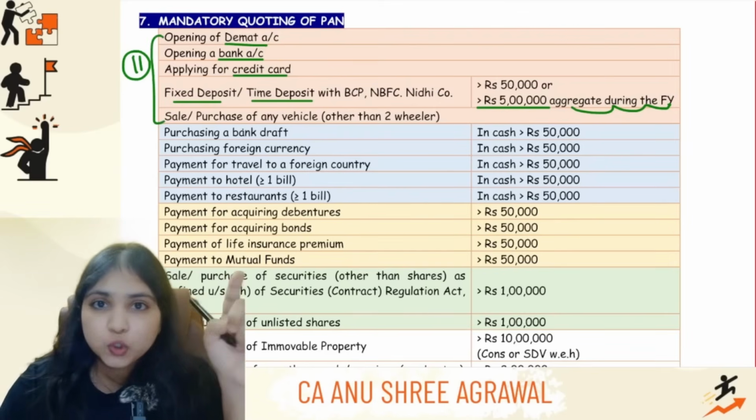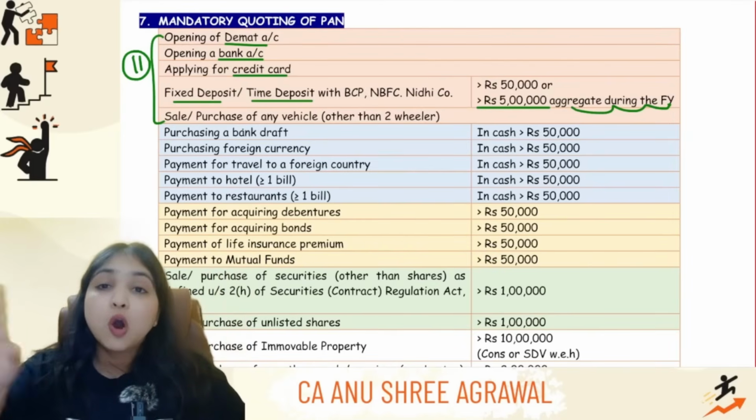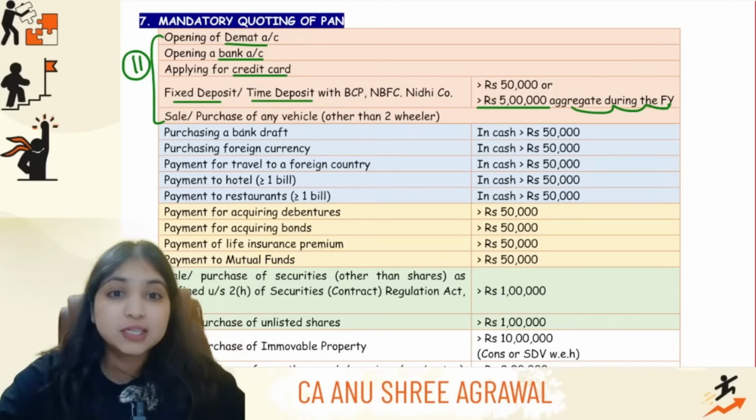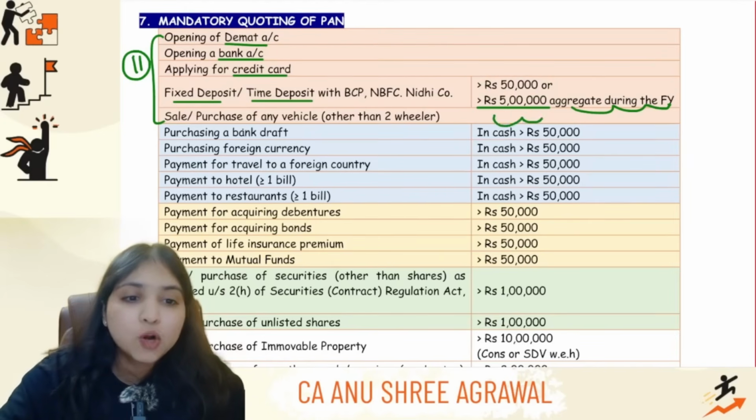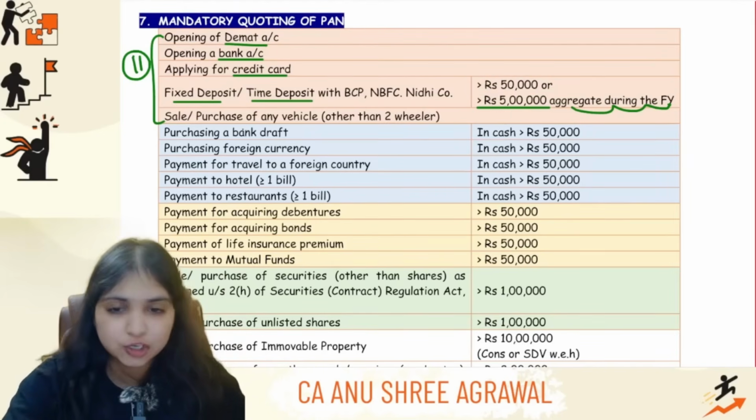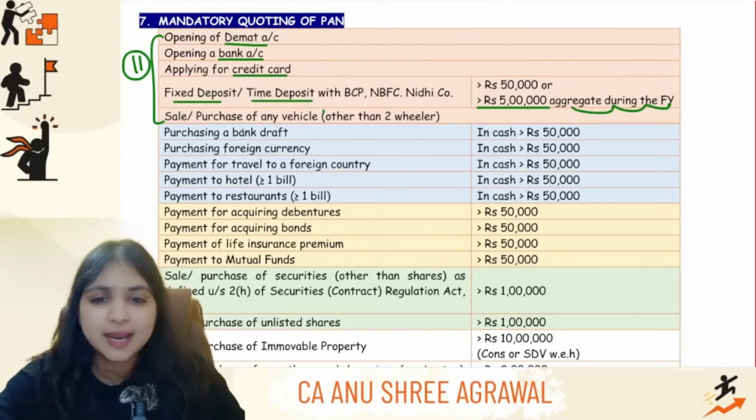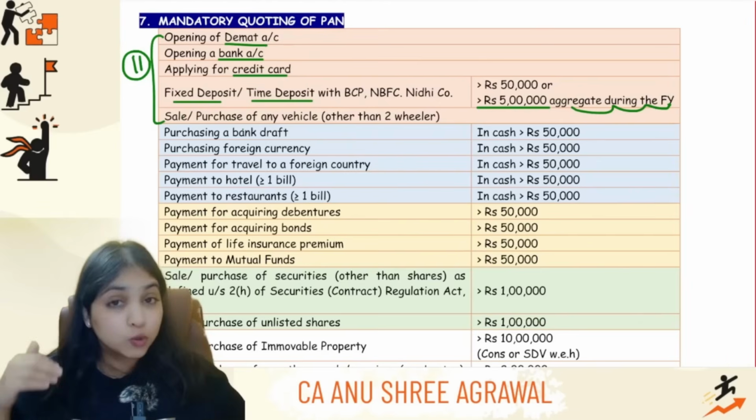Once again, if you want to open a demat account, or if you want to apply for a credit card, or if you want to open a bank account, or if you want to make an FD or a time deposit more than 50,000 rupees or more than 5 lakhs aggregate during the financial year, or if you want to buy or sell any vehicle other than 2-wheeler, you'll have to quote your PAN number.